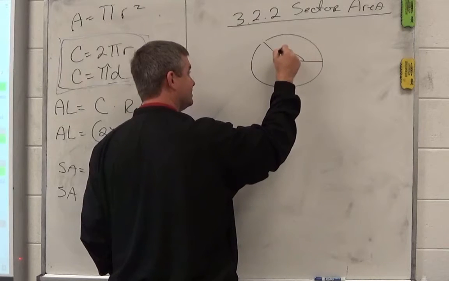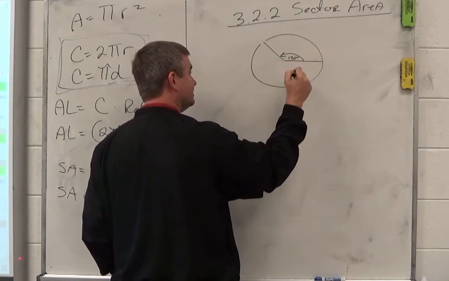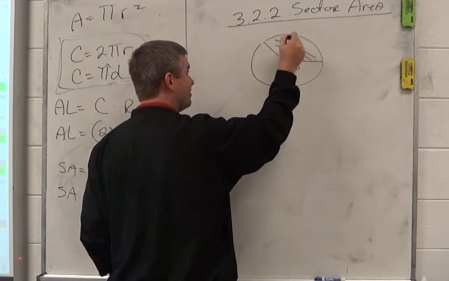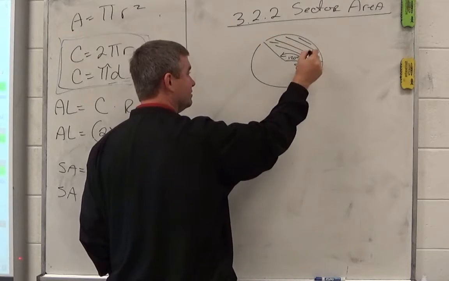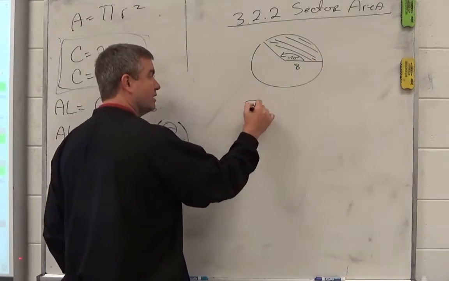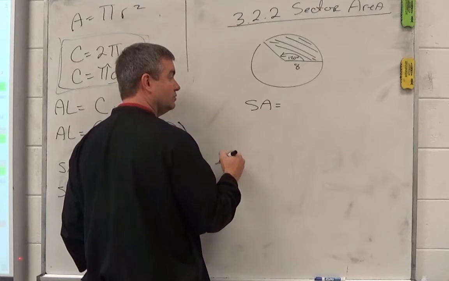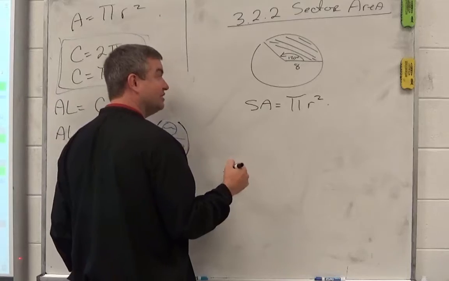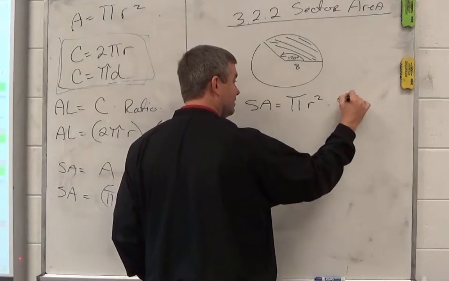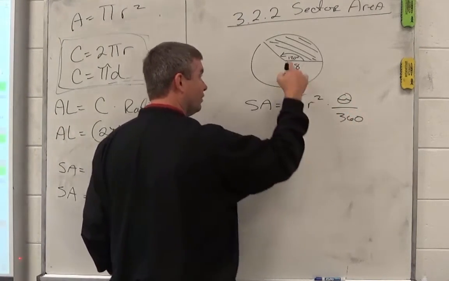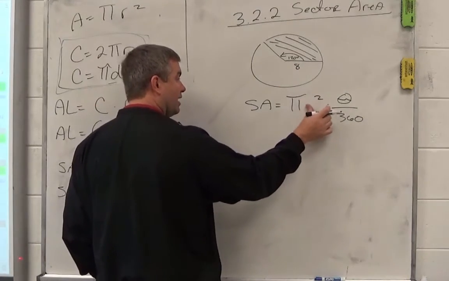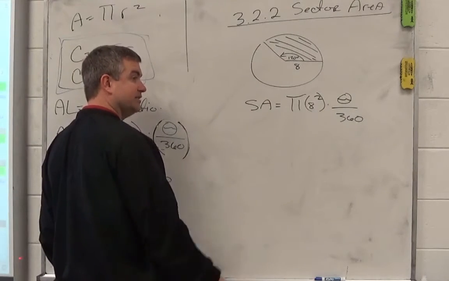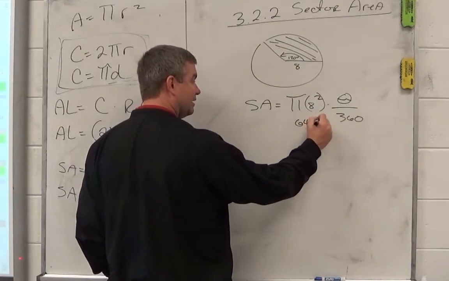All right, if this is 120 degrees and it has a radius of 8, can you tell me the area shaded right here? Well, that's pretty easy, right? Sector area equals pi r squared, this is the formula, times the ratio of what? Theta over 360. Well, we know what r is. We simply substitute in r right there. R squared, 8 squared is 64. That'd be 64 pi. Okay?